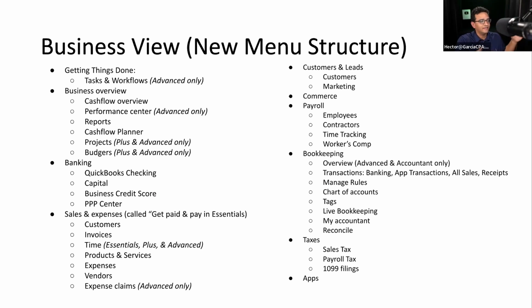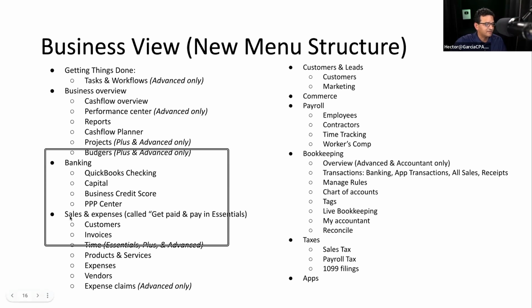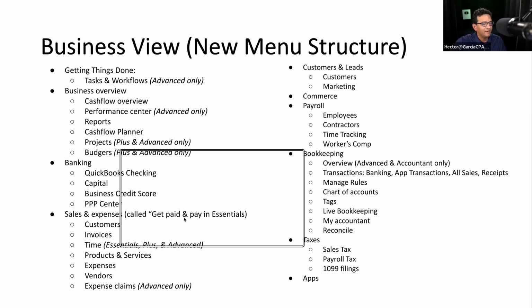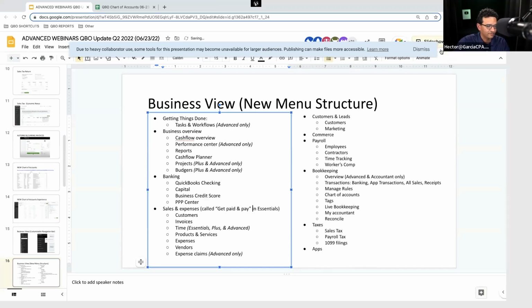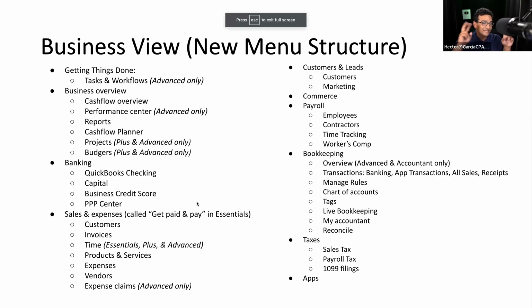In this slide, this is everything that can be navigated through the left navigation bar, and the things that are available in Advanced, accountant-only type of stuff. Also notice that if your client has Essentials, it's not going to say sales and expenses. It's going to say get paid and pay. I don't know why they feel the need to change the terminology for Essentials customers, but sales and expenses is called get paid and pay. That's how they do it. Shoot the messenger.